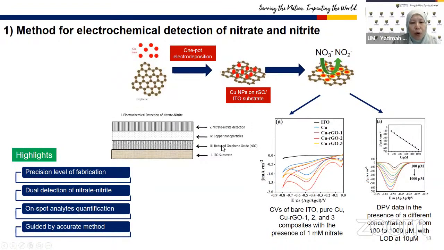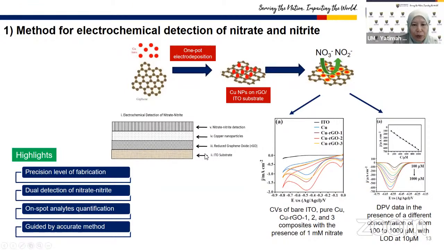And then to make it more effective, we use copper nanoparticles. We put a few layers of material so that it is more electroactive. The next level is copper nanoparticles. So copper nanoparticle reduced graphene oxide is basically our electroactive material that is deposited on top of the ITO substrate. The whole system is called a modified electrode.